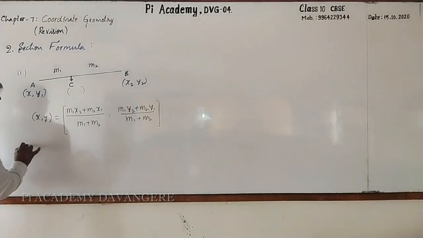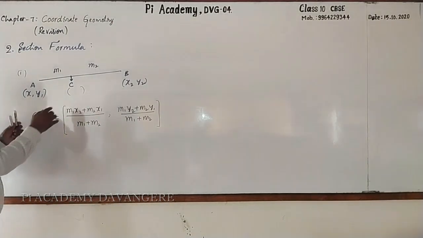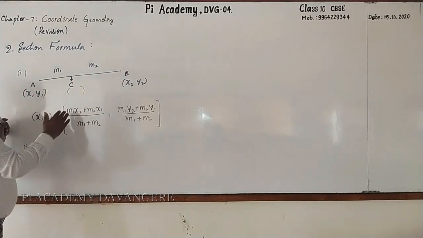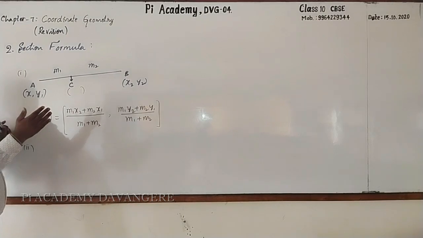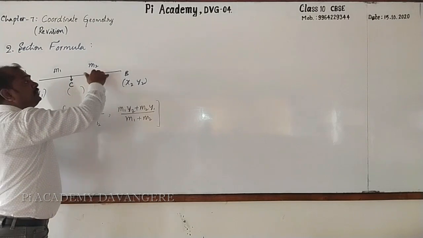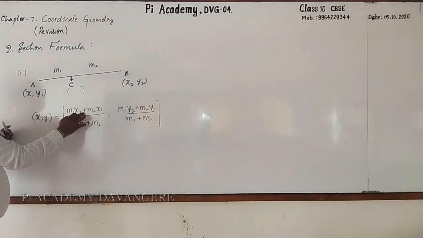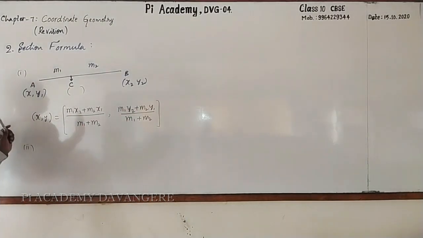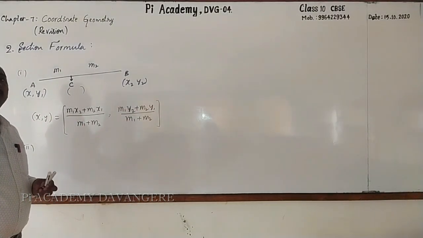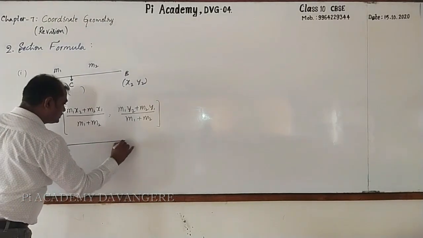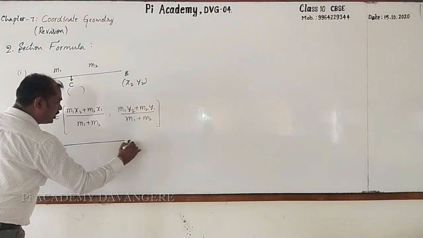Then it is for internal division. That means the point is within the line. For external division, another formula is there. That is for the point which divides the given line in the given ratio when the point is outside the line. Then we just change the signs. Here minus, minus, minus and minus. But for your syllabus, they have given only internal division. Just focus on this.